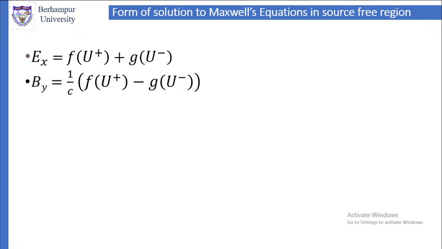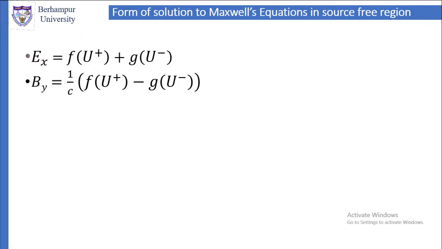There is another thing that I would like you to do as homework. I said U plus is equal to Z plus Ct and U minus is equal to Z minus Ct. You can write U plus is equal to Kz plus omega t, U minus is equal to Kz minus omega t, and prove that that also satisfies this form, where K is equal to 2 pi by lambda and omega is equal to 2 pi f, or you can say omega is equal to 2 pi c by lambda.